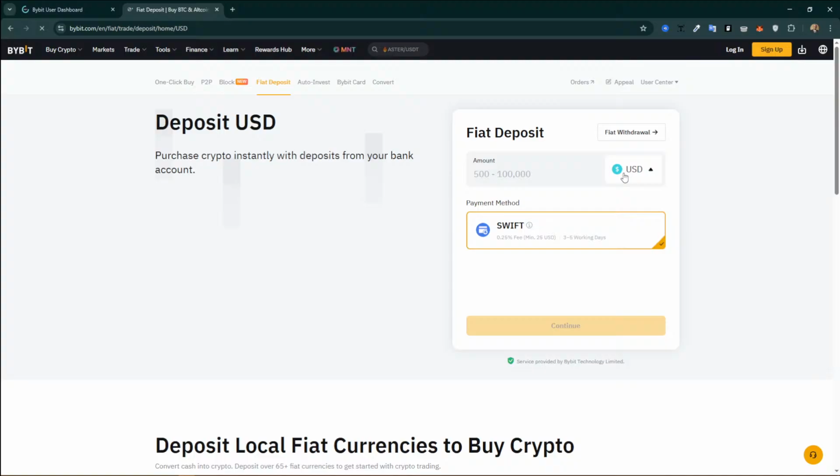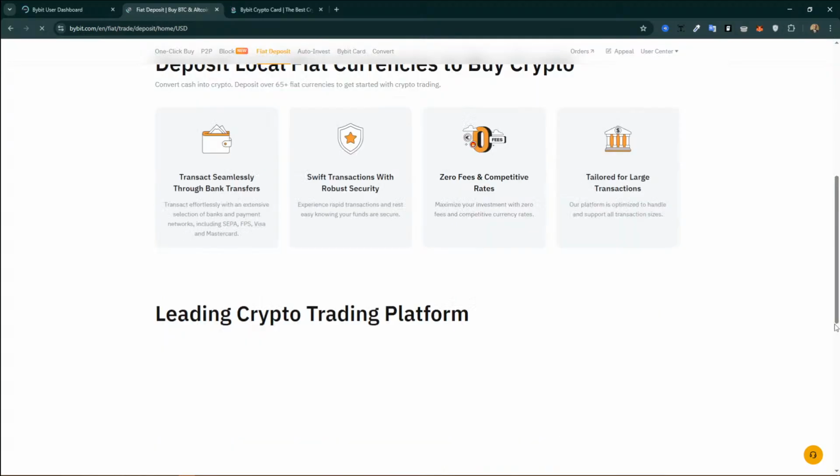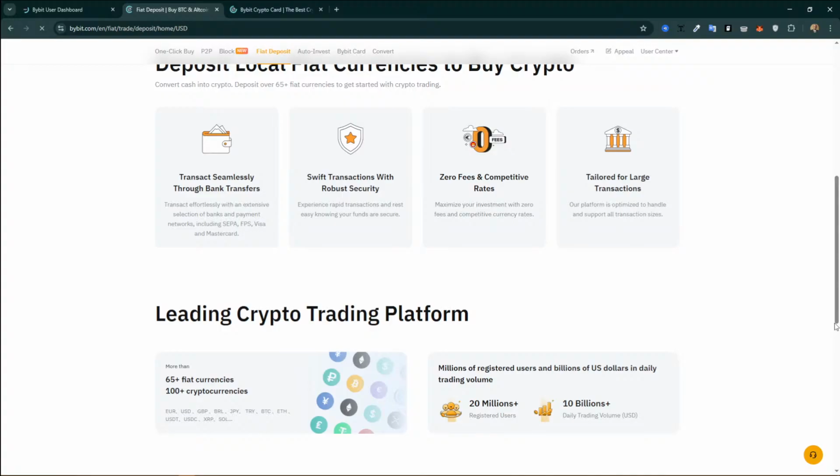In this case, what we can do is go back to the other payment methods, like for example the P2P, or we use the crypto direct deposit, or we use the ByBit card. Now the ByBit card is a service, but it's also a payment method that you can use. Now go back to this list right here. Okay, these are some of the advantages of depositing local fiat currencies.